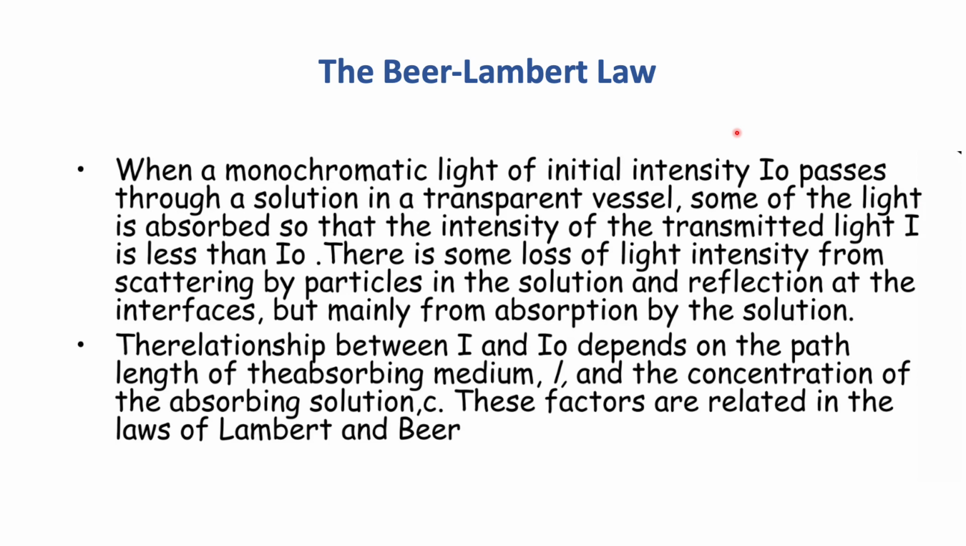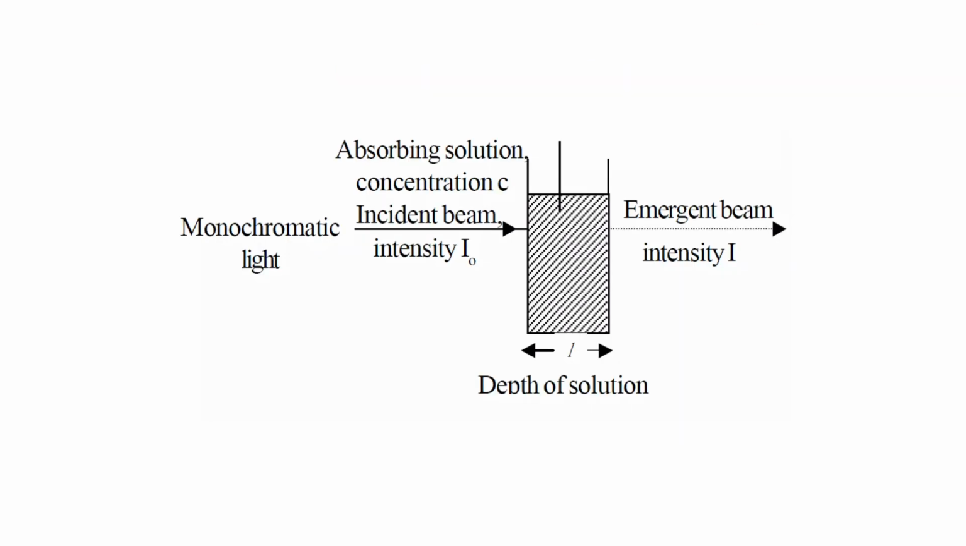So the relationship between I and I0 depends on the path length of the absorbing medium L and the concentration of the absorbing solution C. So these factors are related in the laws of Lambert and Beer. This is a diagrammatic representation of what we just saw. So a monochromatic light beam of intensity I0 passes through the cuvette, which has a solution, and the length, the diameter of the cuvette is L, and the absorbing solution concentration is C, and the emergent beam is of intensity I.